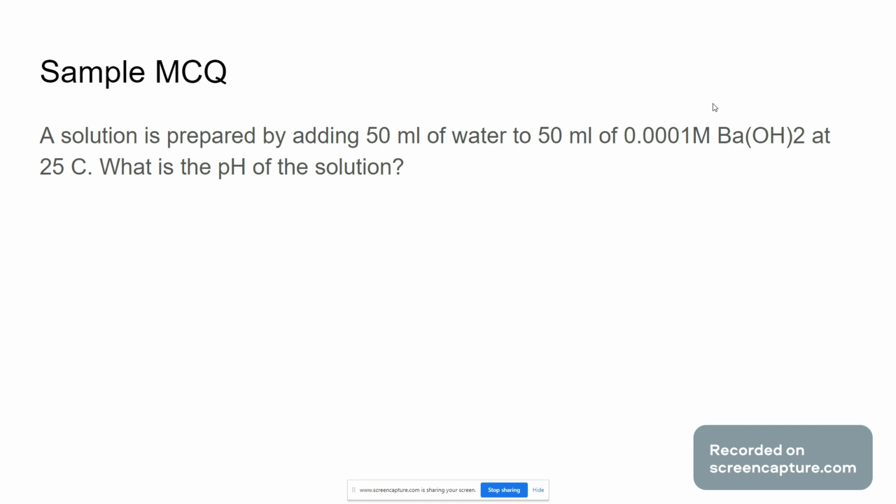So this is an example multiple choice question they might give you. We know that barium hydroxide is a strong base, so it's going to react completely with the water. We need to find the initial concentration of barium hydroxide, and we can determine the concentration of the OH ions to find the pOH. After that, we subtract it from 14 to find the pH. Since barium hydroxide dissociates into 2 hydroxide ions, the final concentration should be multiplied by 2 before finding the pOH.